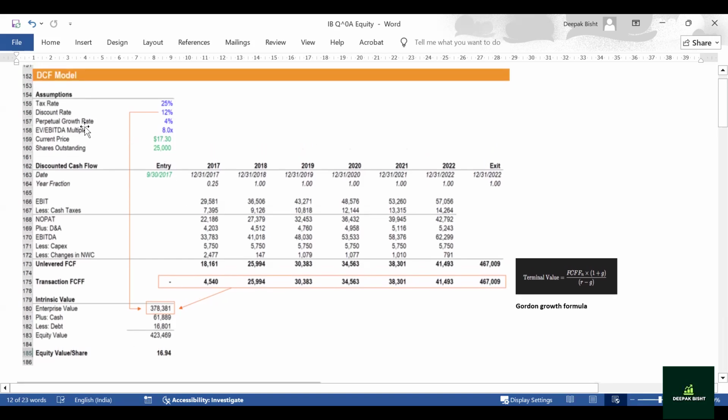To understand the perpetual growth rate, you actually have to understand the economy also. Every year, your economy also grows.